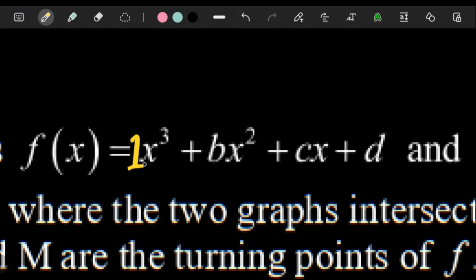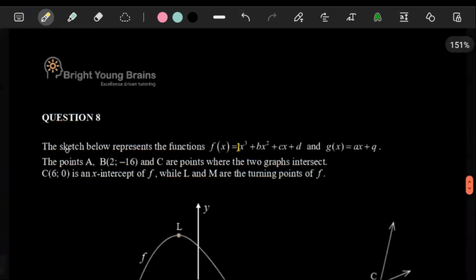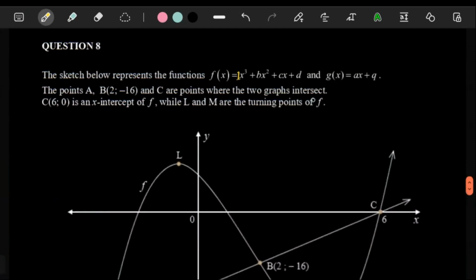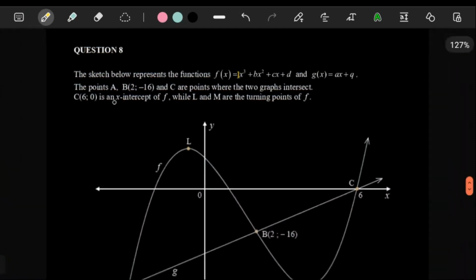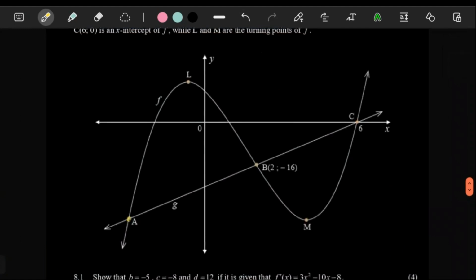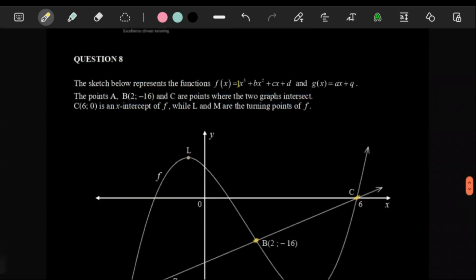So since this number here is a 1, it says here the sketch below represents functions f of x and g of x is equal to this. And then it says the points A, B, and C are points where the two graphs intersect. Okay, it's the points where the two graphs intersect. Let me see here, A, B, and C. There's A here, B here, C here. Okay, fantastic. Those are the points where the graphs meet.